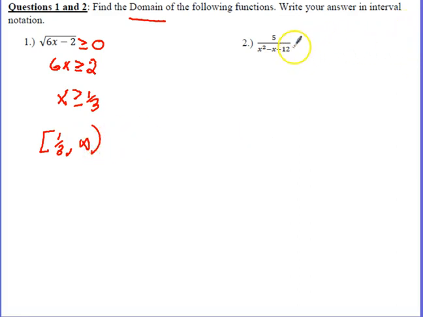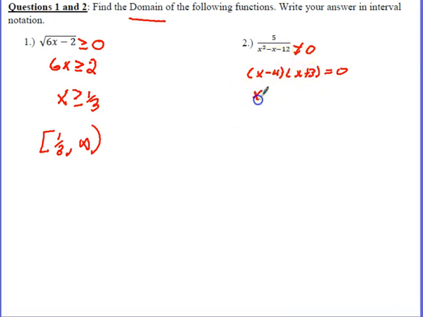As we move over here, we have x in our denominator, and we cannot have 0 in the denominator because it's going to give us an undefined fraction. So the first thing we have to do is we're going to factor this. So it's going to factor to be x minus 4 and x plus 3. Again, negative 4 times 3 gives us negative 12. We add them, we get negative 1.